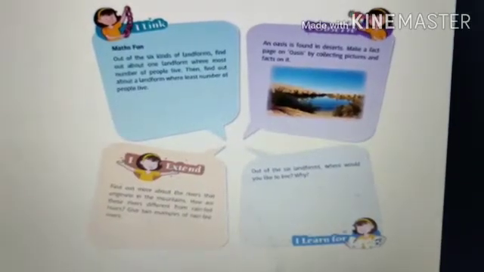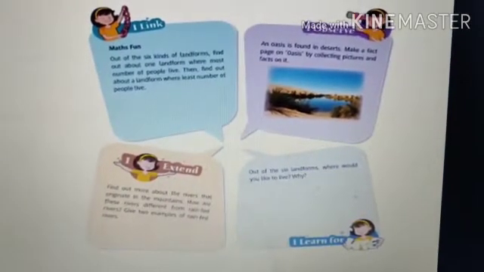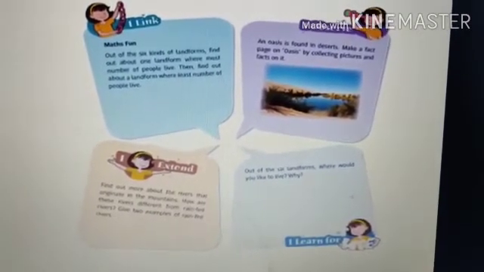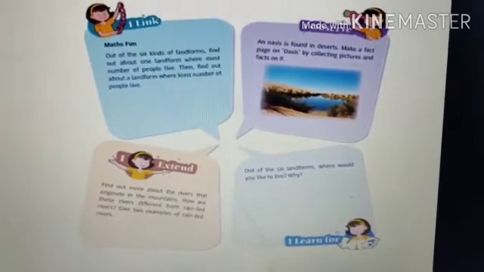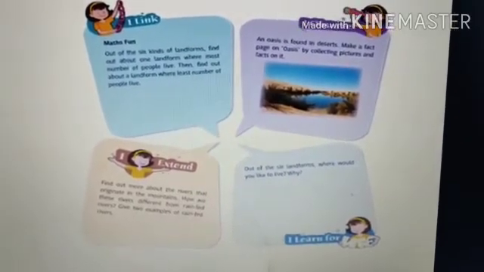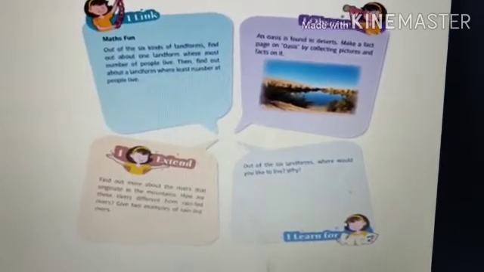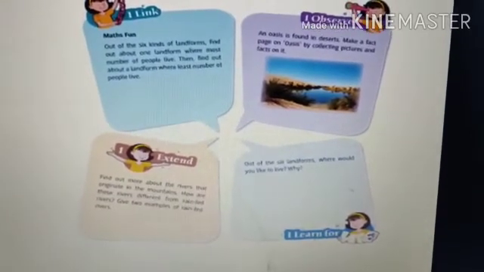Now come to the "Island" section. Out of the six kinds of landforms, find out about the landform where the most people live. Where do the most people live? In the plains. And you have to find out about the landform where the least number of people live. Where do the least number of people live? Yes, in the mountains.